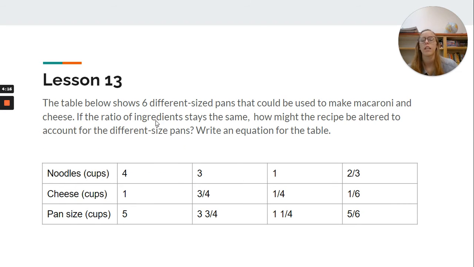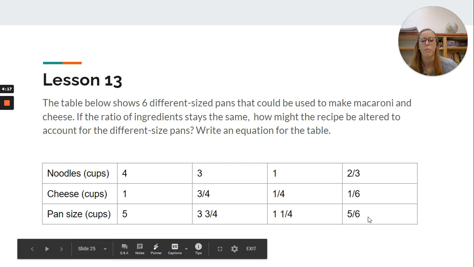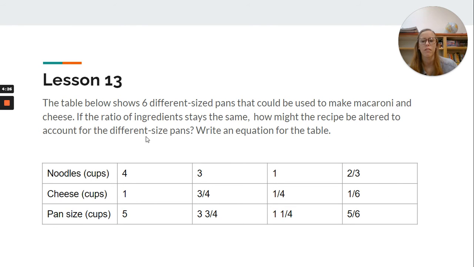13. The table below shows 6 different size pans. It actually only shows 4 that can be used to make mac and cheese. If the ratio of ingredients stays the same, the recipe can be altered to account for the different sized pans. So we're writing an equation to find that out.